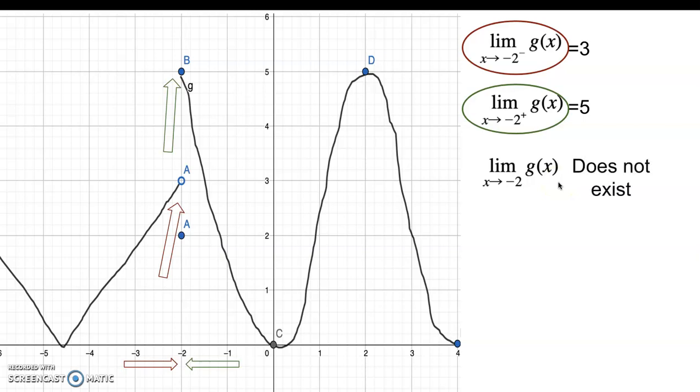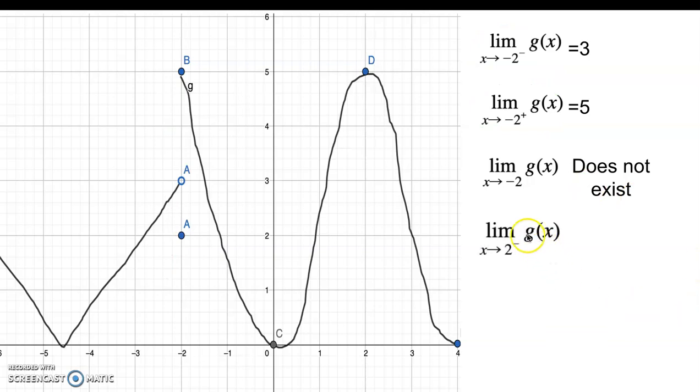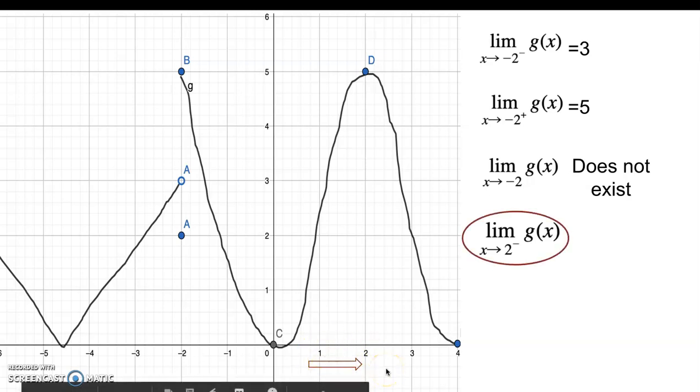Now let's look at an example when the limit of g of x as x approaches a certain value from both sides does exist. So let's look at the limit of g of x as x approaches 2 from the left-hand side. So remember, this doesn't mean negative 2. This just means we're looking at the value of 2 as x approaches 2 from the left side, which would be right here. And so as x approaches 2 from the left side, then g of x seems to be approaching 5. So we're going to write that down.